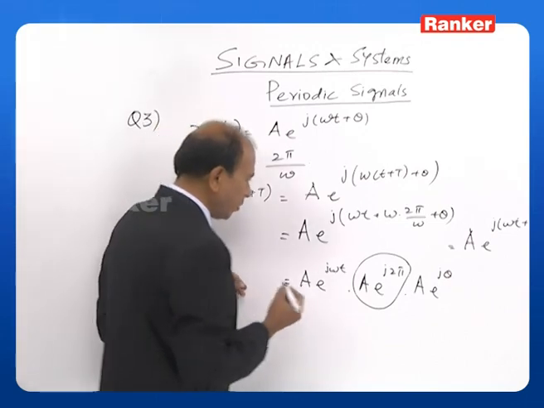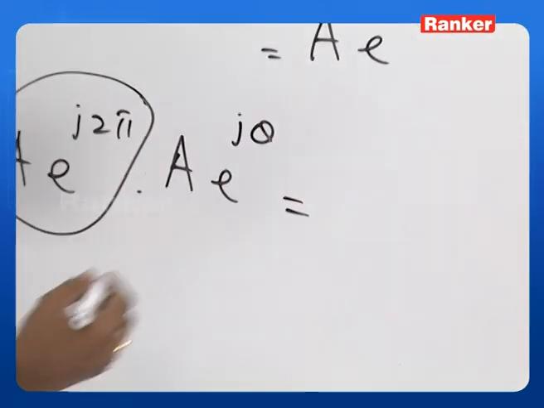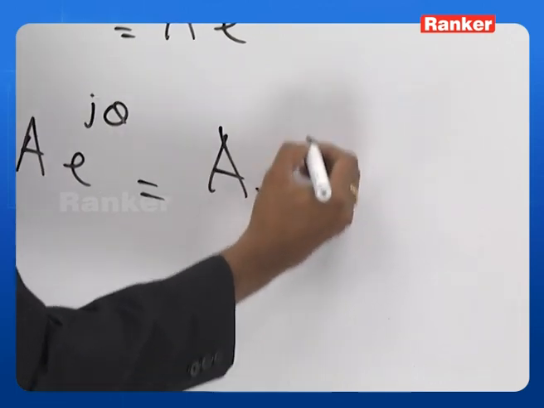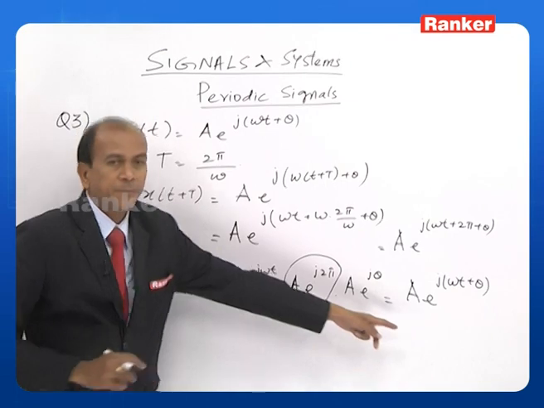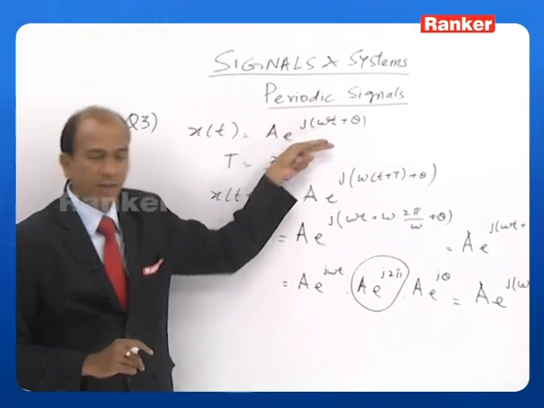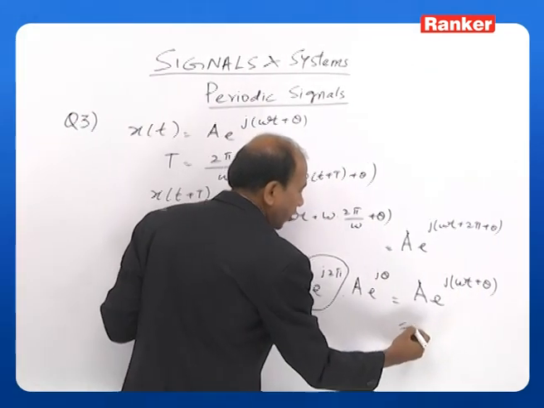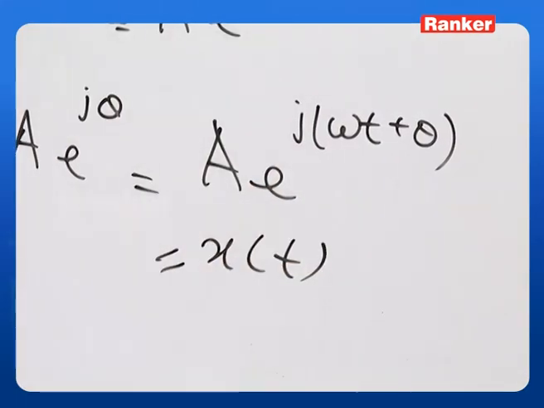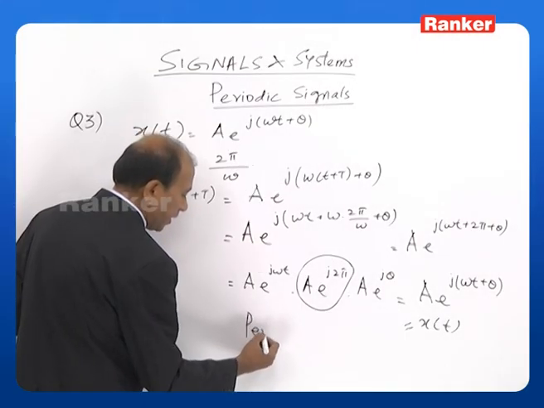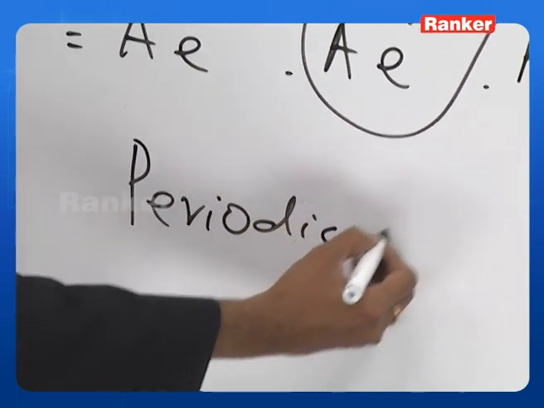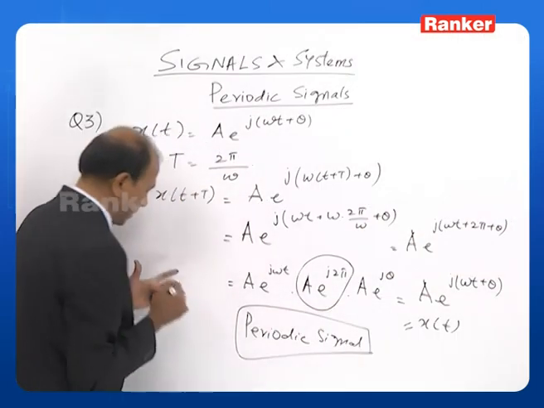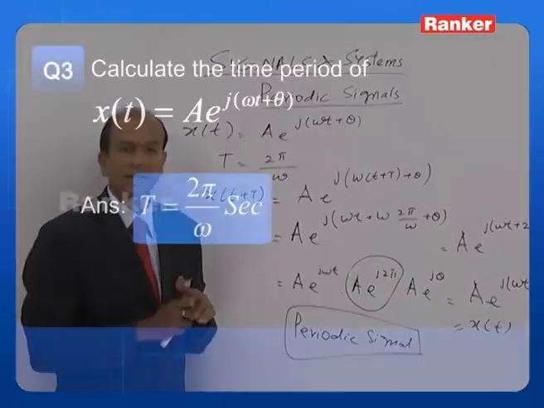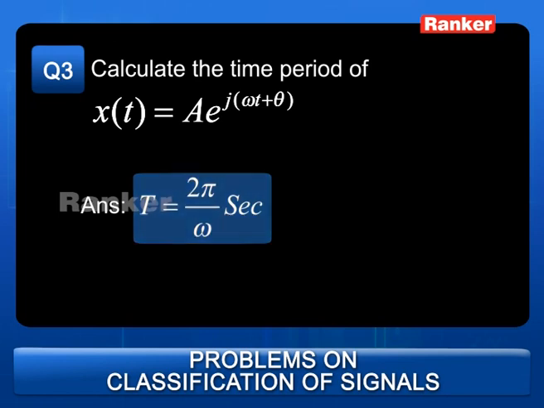So, what is this equal to now? This will again be equal to a exponential of j omega t plus theta. What is this? This is nothing but our x of t. So, this is equal to x of t. This again is a periodic signal. Okay. So, we have proved this as a periodic signal and the time period for this is T is equal to 2 pi by omega. So, even this is a periodic signal.